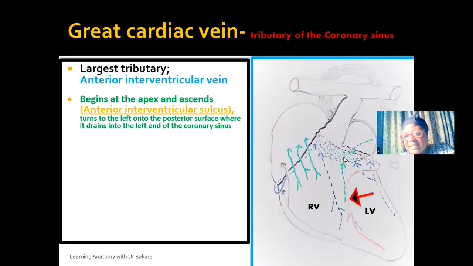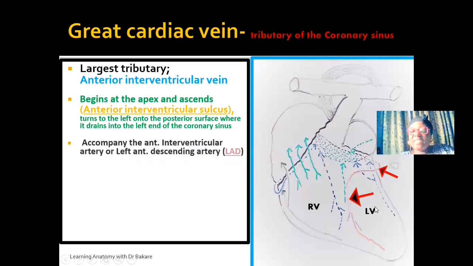We already said that this is the coronary sinus here. So you see the great cardiac vein or the anterior interventricular vein running from the apex of the heart, then directed towards the left side of the heart before it finally curves to the posterior surface of the heart, where it is then emptied into the left side of the coronary sinus. So you can see the interesting part of the great cardiac vein. And this is the point where it turns to the posterior surface of the heart.